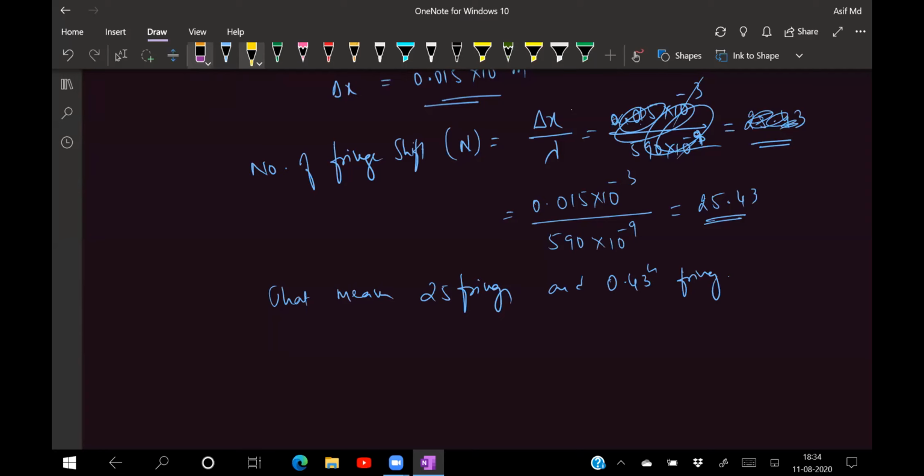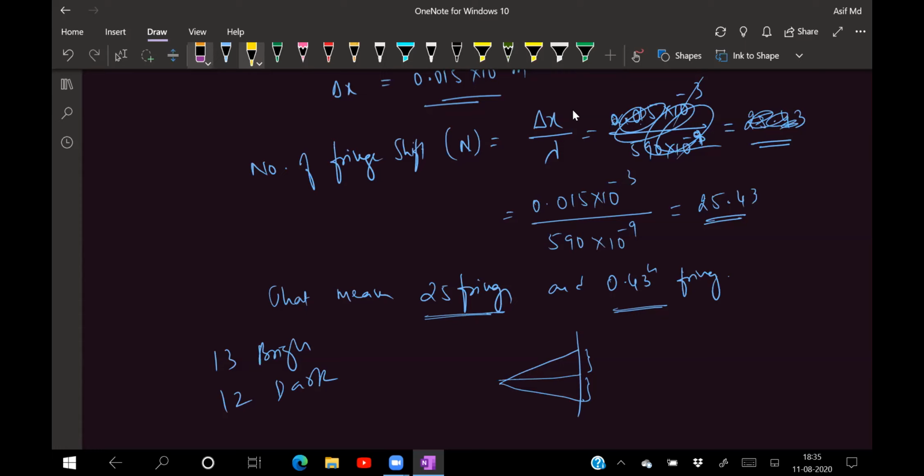Total number of fringes is 25.4. That means total number of fringes are 25 and one extra is nothing but 0.4, isn't it? That means we need to take it from above and below. పైన ఎన్ని maxima ఉంటాయో కింద కూడా అన్ని maxima. అంటే there will be 13 bright and 12 will be the dark.